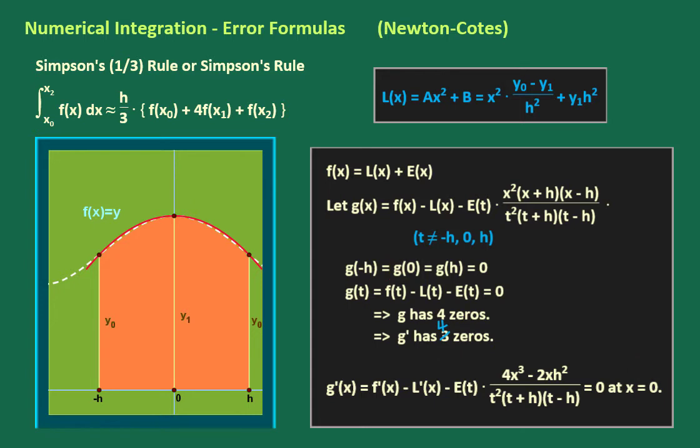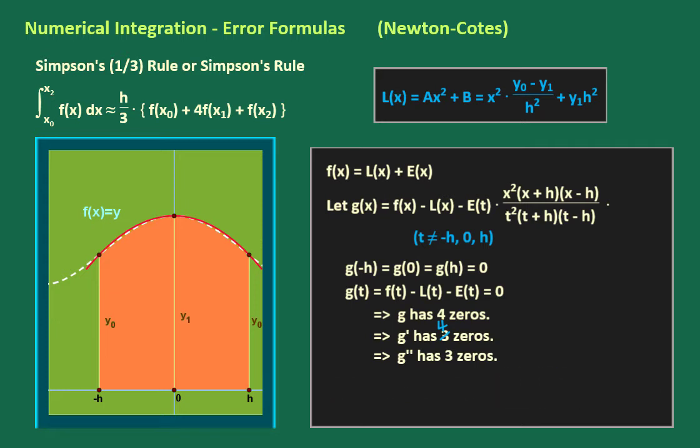Now applying Rolle's theorem to g prime, Rolle's theorem guarantees that the derivative of g prime, which is g double prime, should have at least 3 zeros. Keeping this up, the derivative of g double prime, which is g triple prime, should have at least 2 zeros. And furthermore, g quadruple prime should have at least 1 zero. Let us call the guaranteed zero of g quadruple prime to be c star, so that g quadruple prime of c star equals 0.